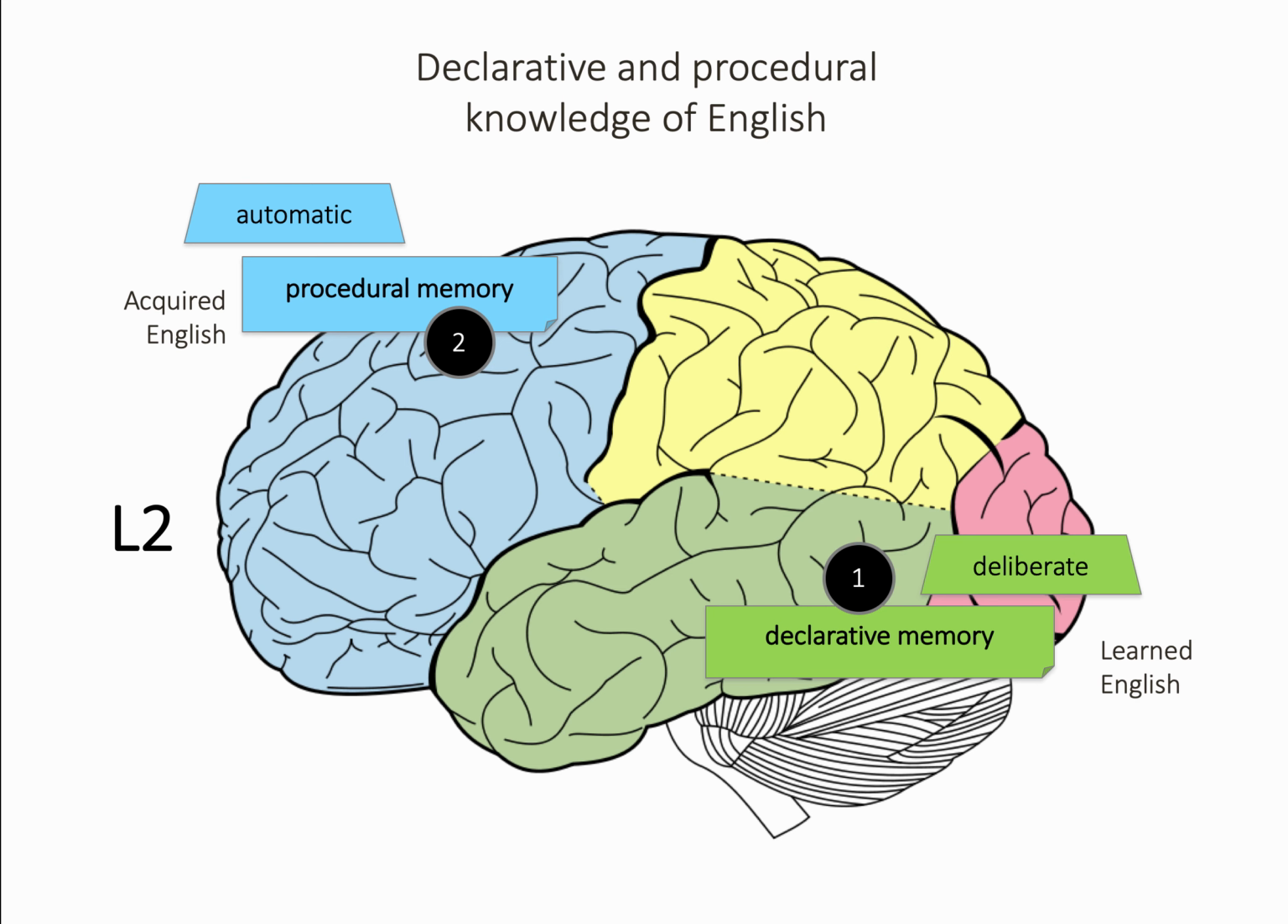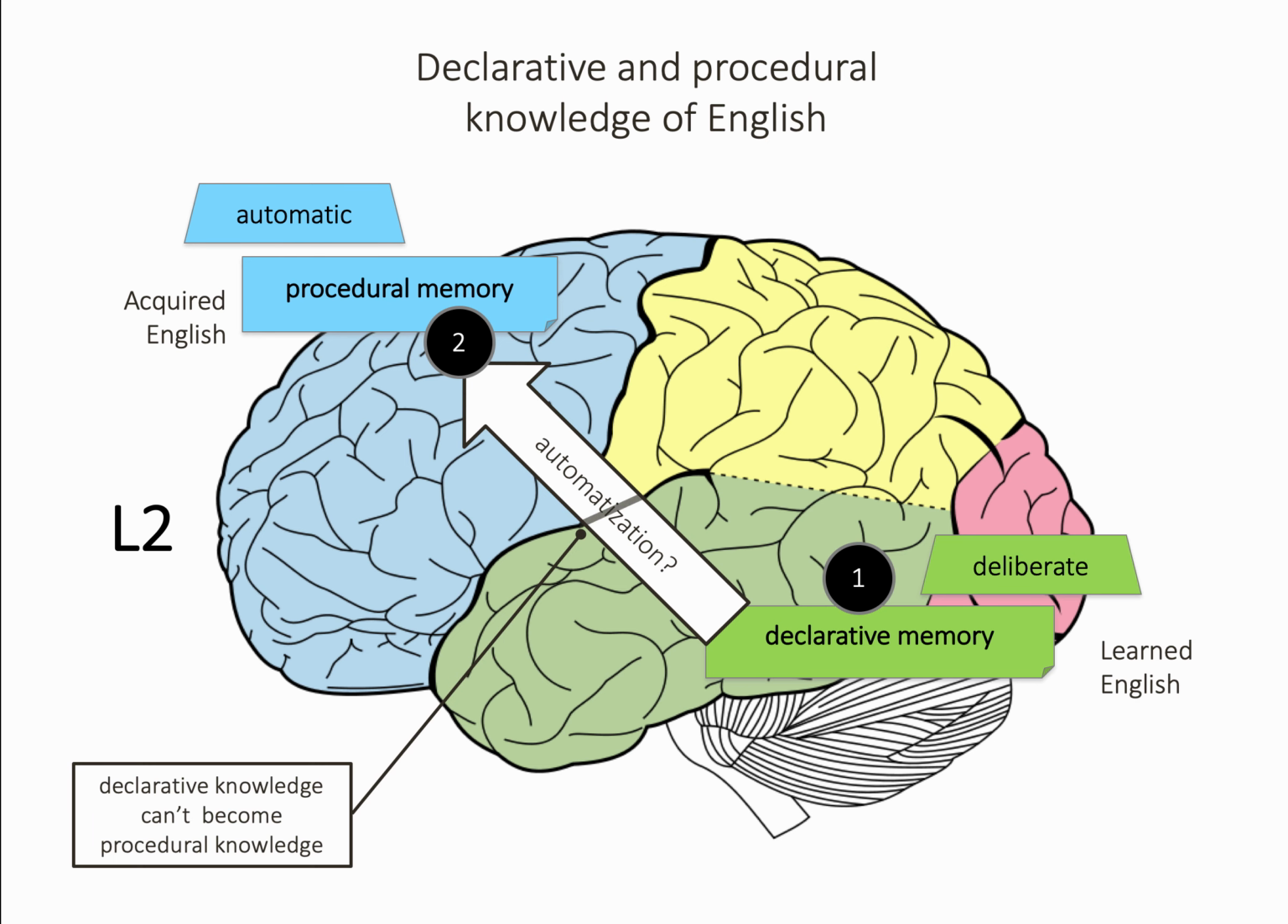So, can declarative knowledge become procedural knowledge, as the automatization process requires? Well, Ullman rightly argues that it can't, at least not literally. Information doesn't physically move in the brain. What's learned in declarative memory will find an echo in procedural memory only on the basis of actual unconscious experience of meaningful input and use.